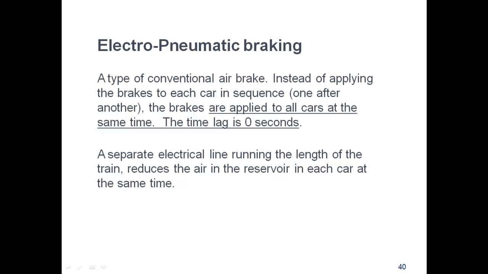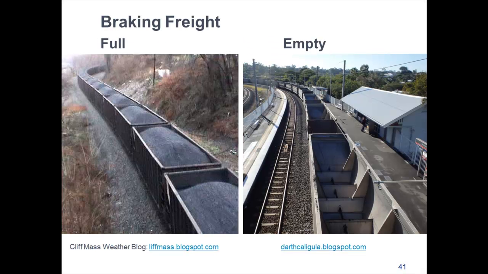Dick, how does this work? Through a separate electrical line that runs the length of the train, an electronic signal is transmitted simultaneously to every car. The signal causes the air to be released from each reservoir at the same time. So, Dick, could you talk about the differences between braking for both the freight side and braking for passenger trains?